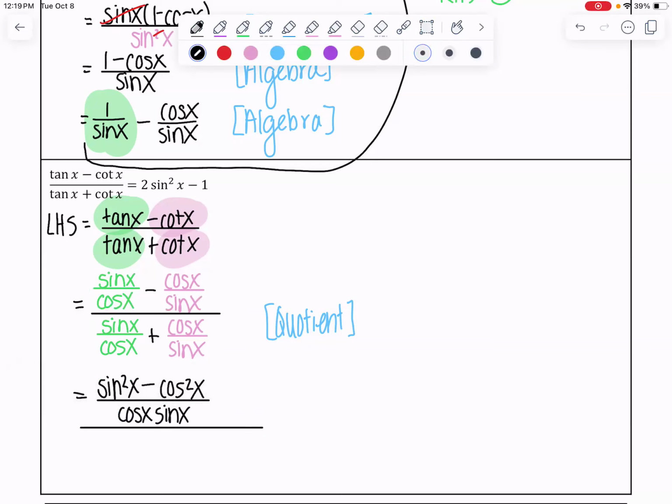And then, right, maybe I should highlight here. This whole thing is this, and this down here will be what goes down here. It'll be the same thing, except for a plus in the middle. It'll be sine squared x plus cosine squared x divided by cosine x sine x. We have done just algebra here.